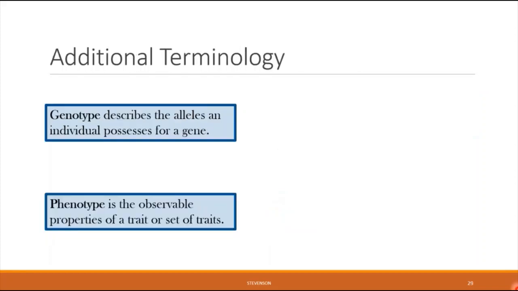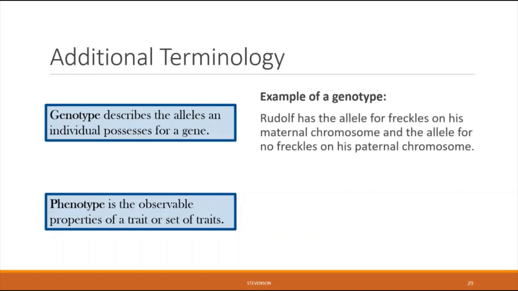A few other terms that we need to define at this point are genotype and phenotype. Genotype is a term for the alleles that an individual possesses for a particular gene. Phenotype, on the other hand, is the observable trait or set of traits that result from the genotype. So, for example, continuing with this trait of freckles versus no freckles, an example of a person's genotype would be to say that a person has the allele for freckles on his maternal chromosome and the allele for no freckles on his paternal chromosome. This describes the particular set of alleles that an individual possesses.